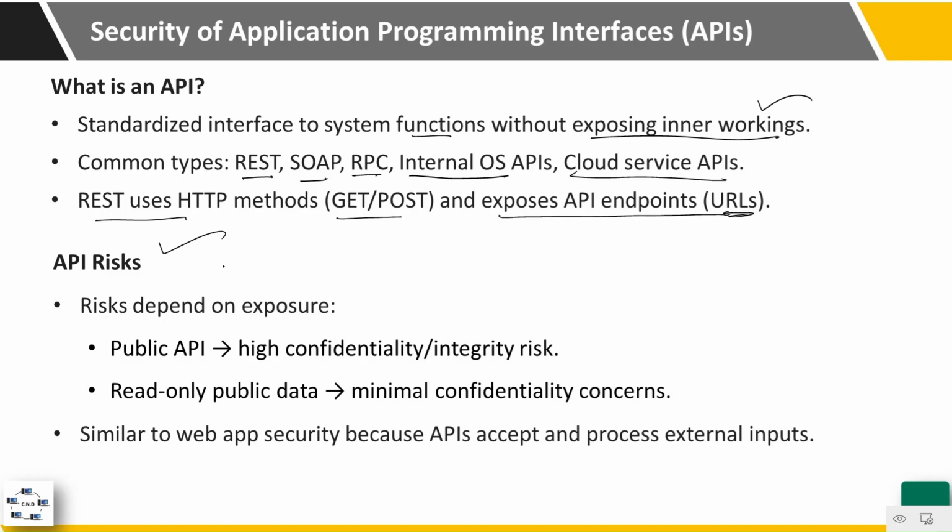API risk mainly depends on the exposure of the API. Public APIs are publicly accessible, therefore they have high confidentiality and integrity risk due to their public exposure, while read-only public data have minimal confidentiality concerns because they are already publicly readable. Risks to APIs are similar to web application security because APIs accept and process external inputs, just like web applications and web servers.